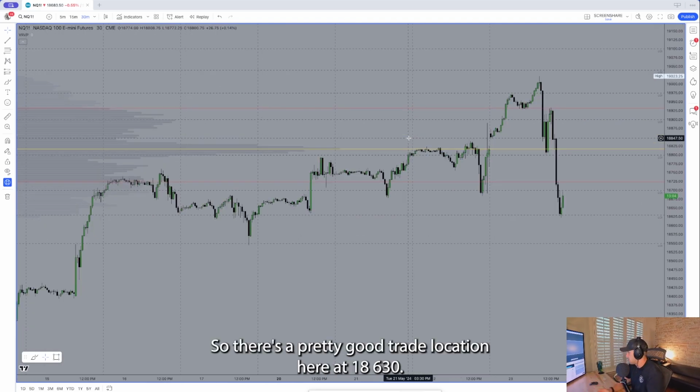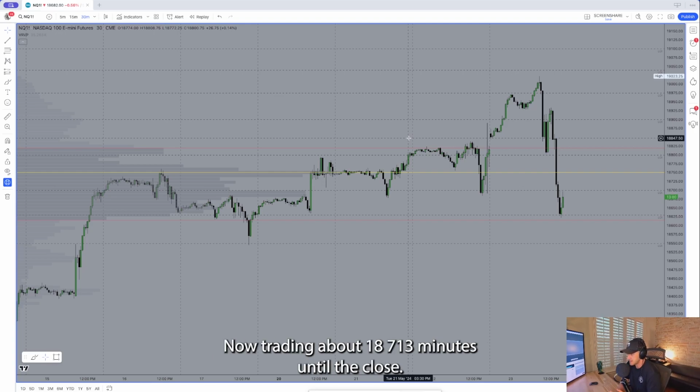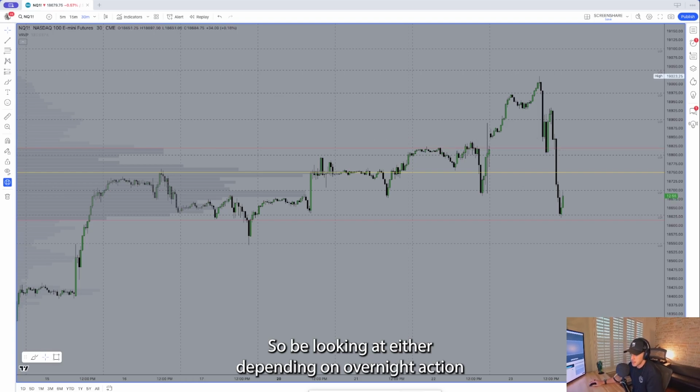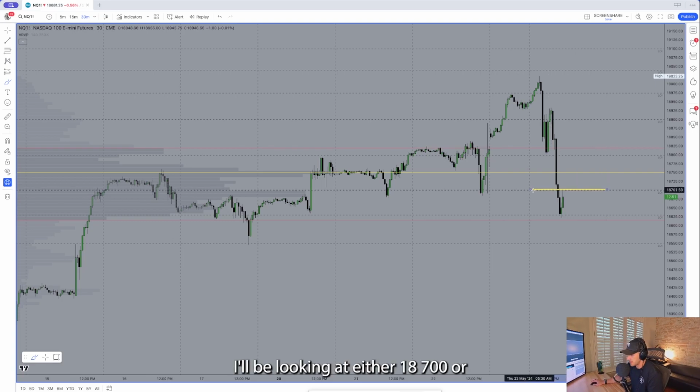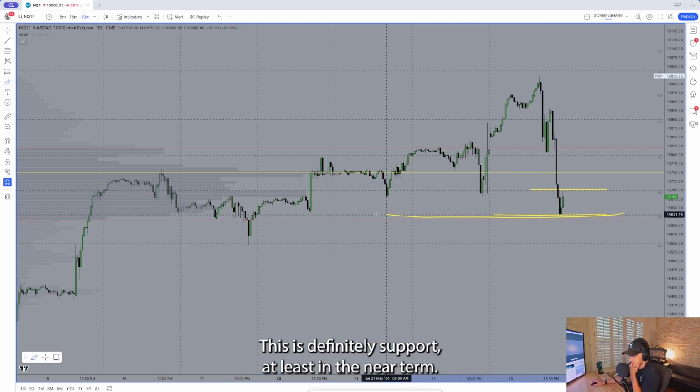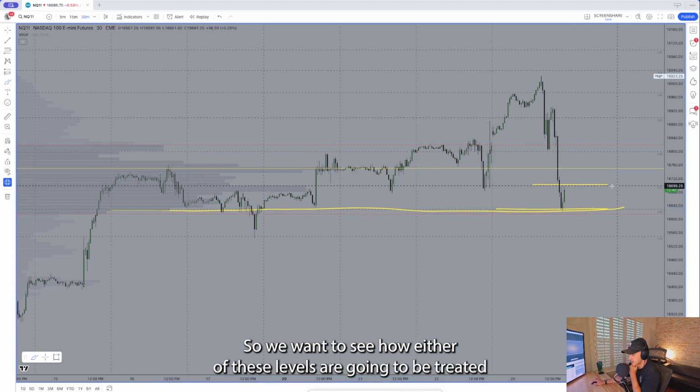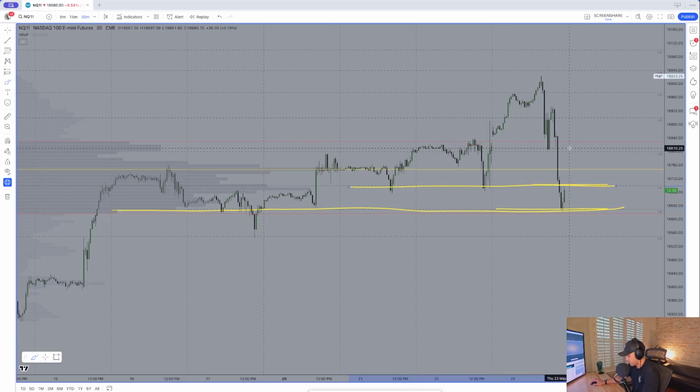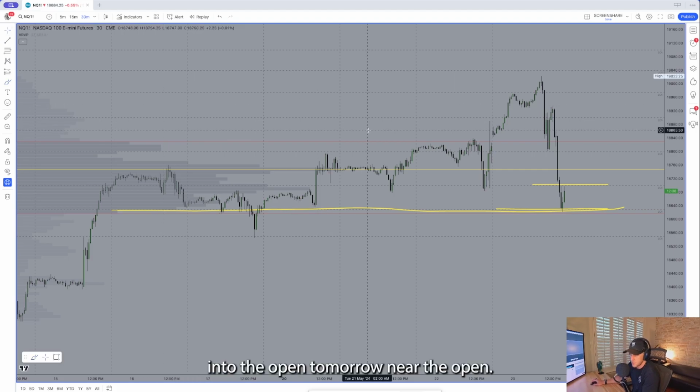Now tomorrow, we do have NQ into a key area of support. So this is pretty good trade location here at 18,630, now trading about 18,700, 13 minutes until the close. So depending on overnight action and where we're poised to open, I'll be looking at either 18,700 or this 18,630 area. This is definitely support, at least in the near term. So we want to see how either of these levels are going to be treated near the open tomorrow. Then just take it from there.